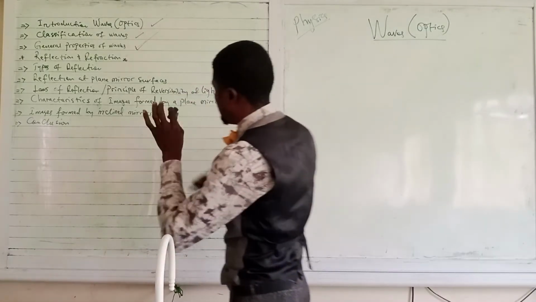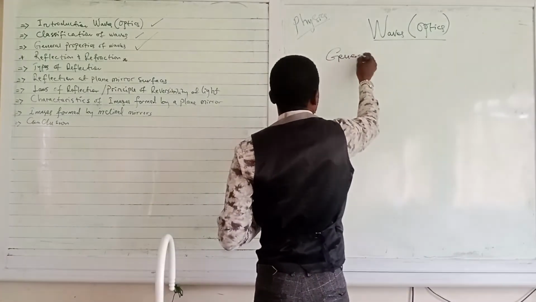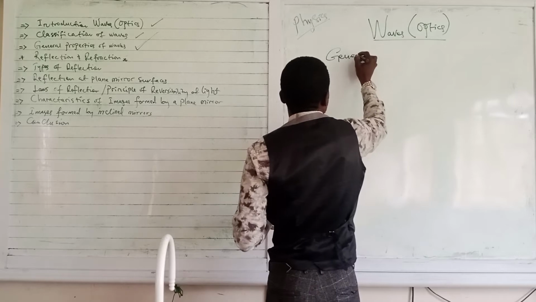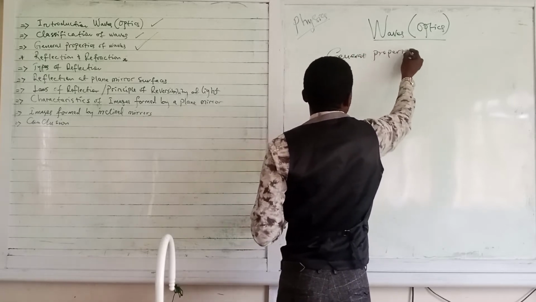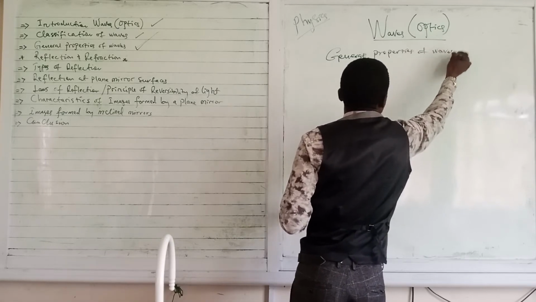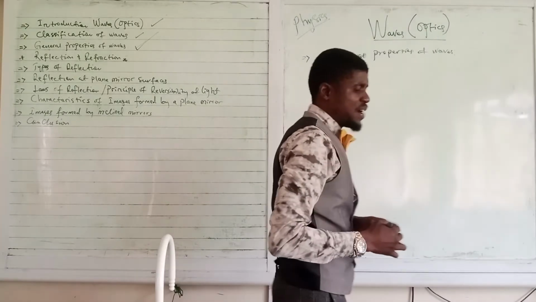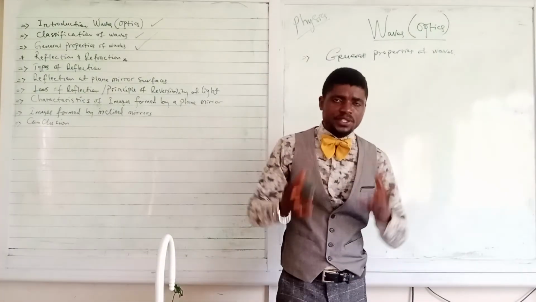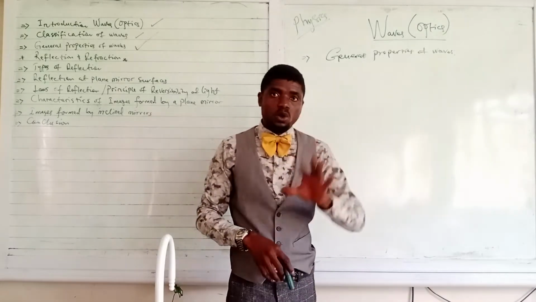We want to look at the general properties of waves right now. There are 5 general properties of waves, which light waves have all of them.